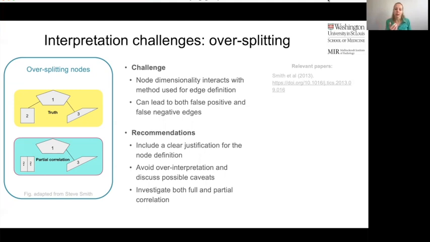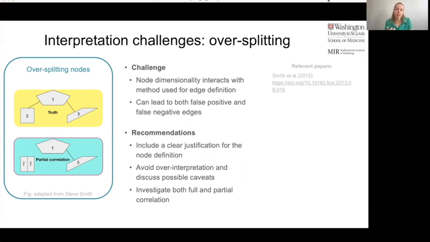So for example, in this figure on the left here, you can see that if region 2 or node 2 is really one homogeneous region, but accidentally for one reason or another, we end up splitting it into region 2A and region 2B, then when we look at the edges, we end up missing this connection between node 1 and node 2 when we do partial correlation. And that's because when we estimate the connection between node 1 and 2A, we regress out 2B and vice versa. And so that's an example of this node definition leading to false negatives.